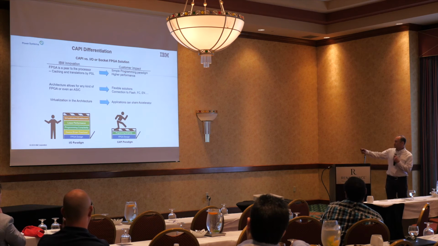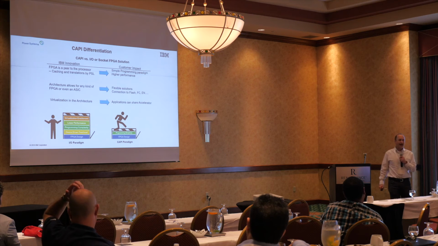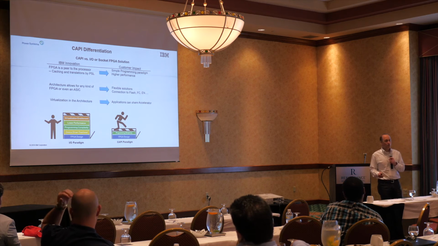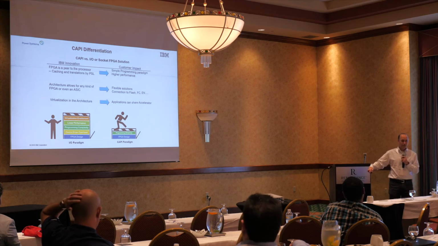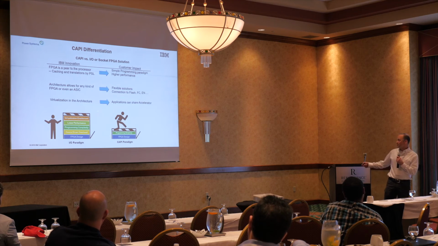So just a summary of CAPI and the differentiation. The FPGA being a peer means that you have a simple programming paradigm and much higher performance. What we just discussed, the architecture allows for any kind of FPGA, or you could even put an ASIC on there, which is what Mellanox has done for their RDMA engine. Gives you all kinds of flexibility.